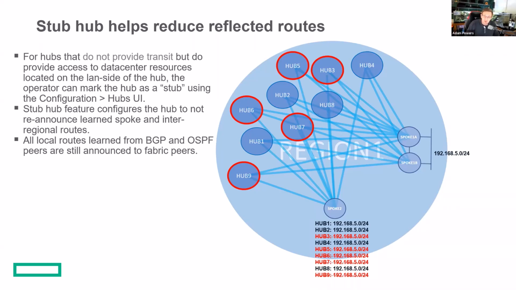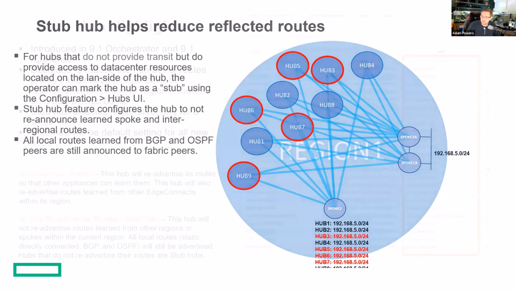The important part here, though, is it only turns off redistribution for fabric routes. It doesn't turn off local BGP or OSPF peer redistribution. As you would expect, it can't. The whole idea here is that there are routes within the data center that we want our spokes to have access to, but we don't want to contaminate or load up our routing table with a bunch of reflected routes from that hub. So we've reduced the number of routes from like 9 down to 4. That's the basic function of what this does.